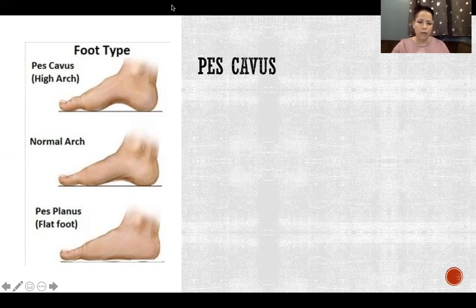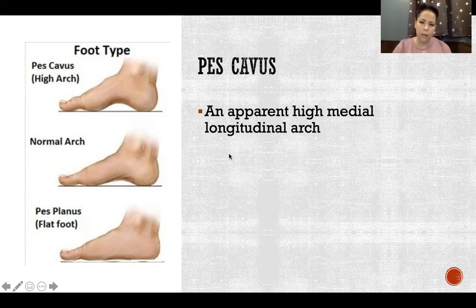Pes cavus is the exact opposite. So that would be an apparently high medial longitudinal arch. So we say apparent because there are different types of high arches. So when it's not weight bearing and you can see a high arch in the foot, that would be an apparent high medial longitudinal arch. But when you weight bear, sometimes that goes away and it goes to a normal height, and sometimes it doesn't.